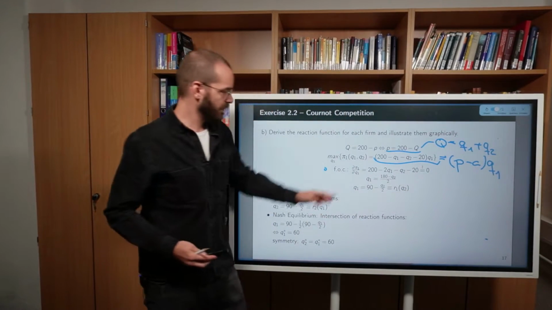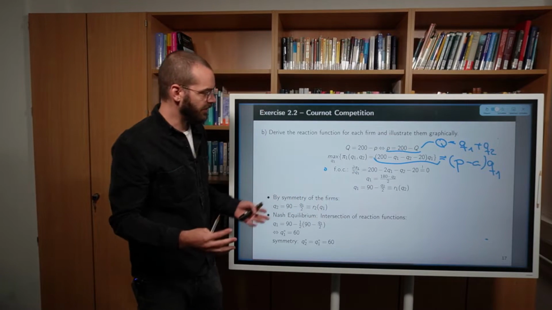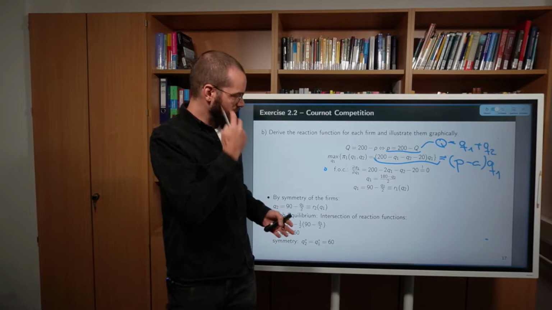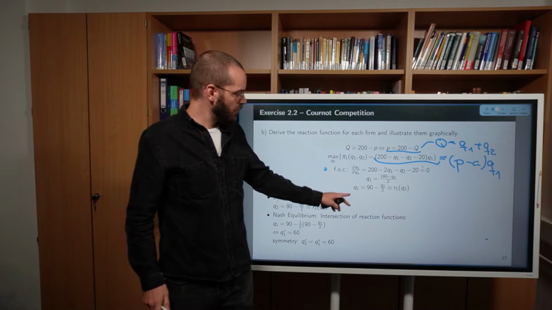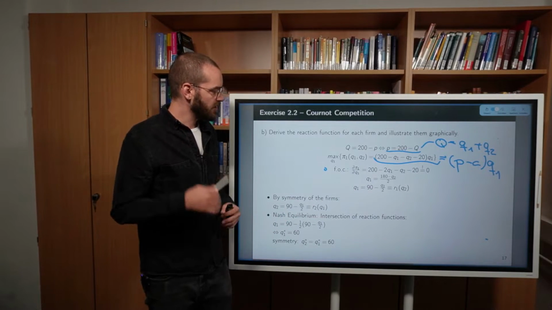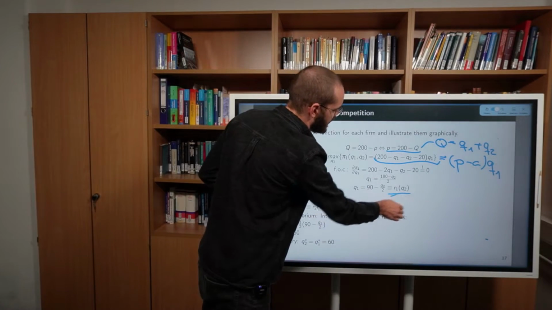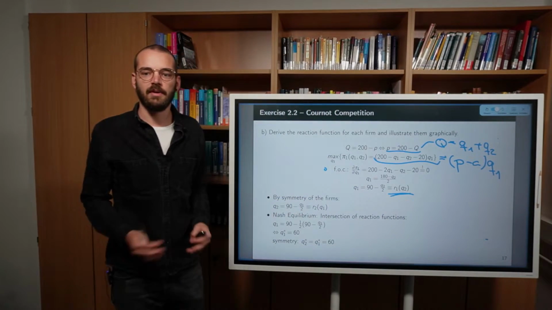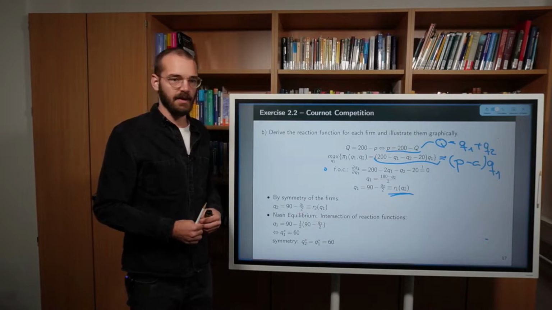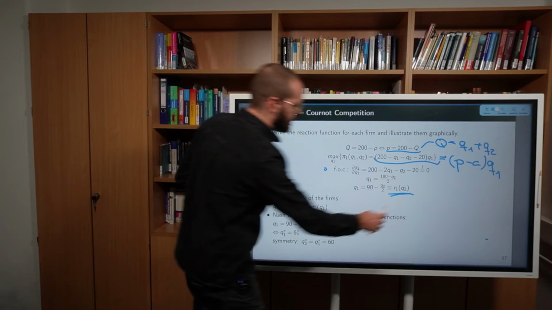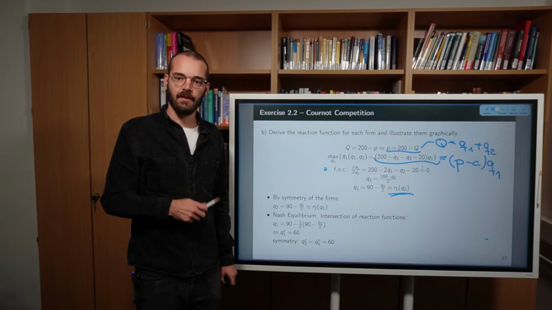That is why, from the second to last to the last step, that's of course simply rearranging the expression. Dividing 180 by 2 yields 90. So we have q1 equals 90 minus q2 divided by 2. And this now is defined as R1 of q2, R1 meaning reaction function of firm 1. All right? We can of course call this q1 of q2 as well. This is just a matter of naming convention.